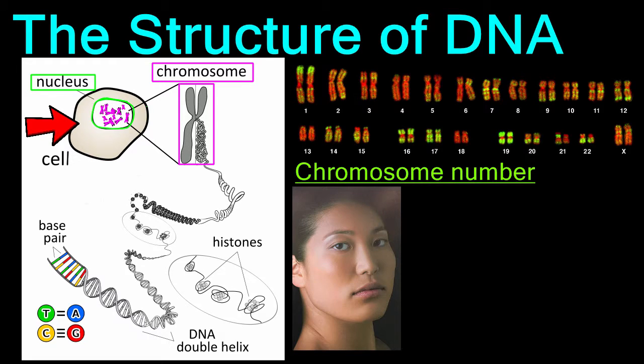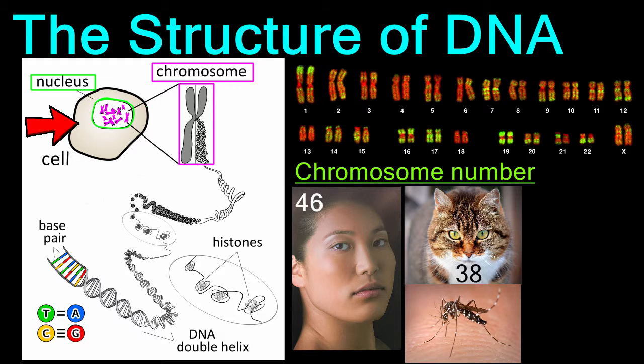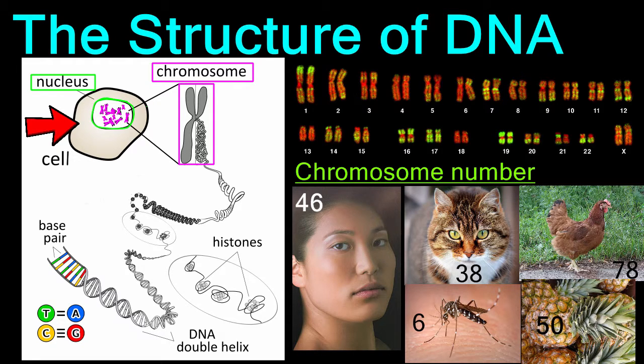Humans, for example, have a chromosome number of 46. Therefore, each cell in the human body should have 46 chromosomes in its nucleus. Cats have 38 chromosomes, while a mosquito has a chromosome number of 6. A chicken has a chromosome number of 78, while a pineapple has a chromosome number of 50.